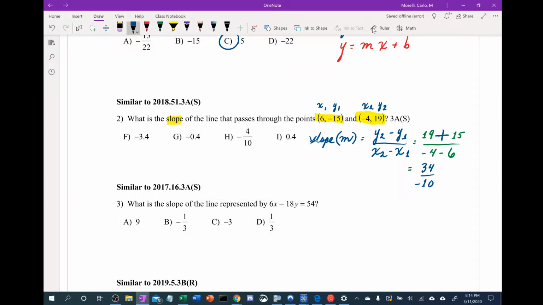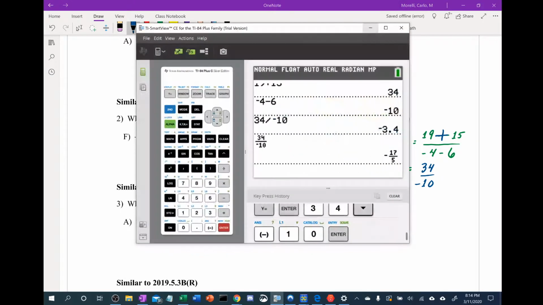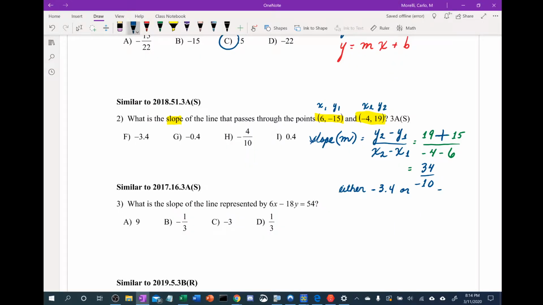So what I would say is the answer is either negative 3.4 or negative 17 over 5. It all depends on what your answer choices are. Well, going through and looking for either of these, I find negative 3.4 is one of my answer choices. So that's the correct answer for number 2.